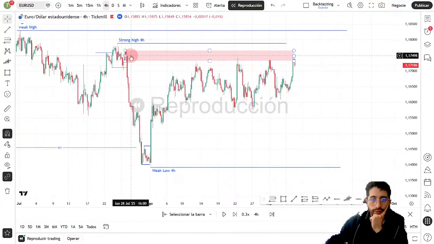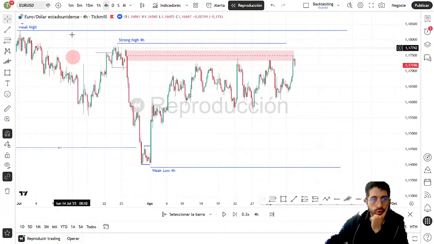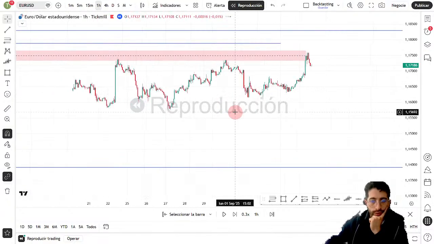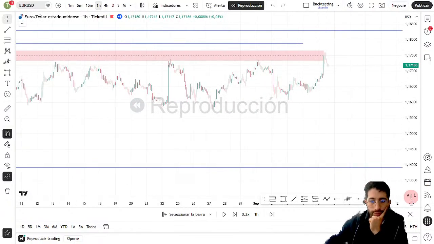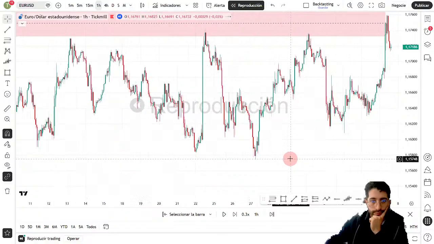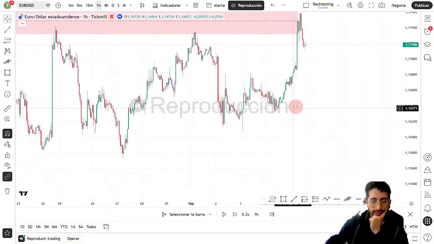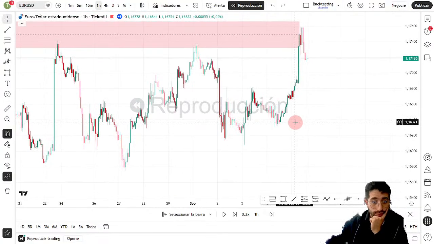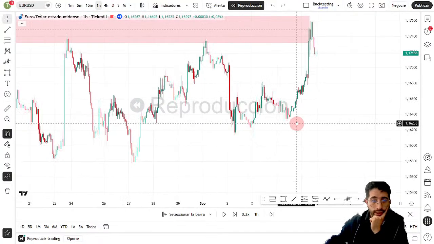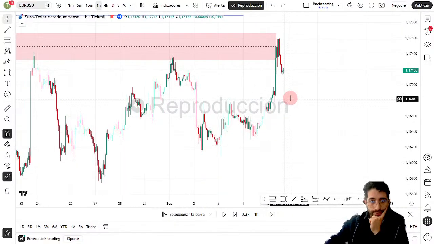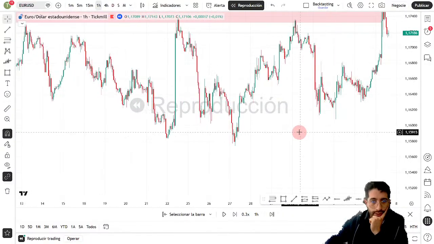Perfect. Now what are we gonna do? We already know that in 4 hours we're bearish. The price is having a reaction here. Now we're gonna go to the 1 hour time frame. We're getting closer to the trend line we needed. Okay. All right.